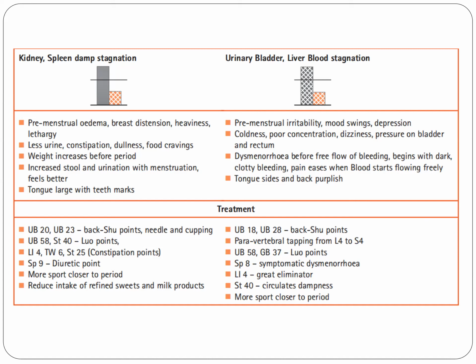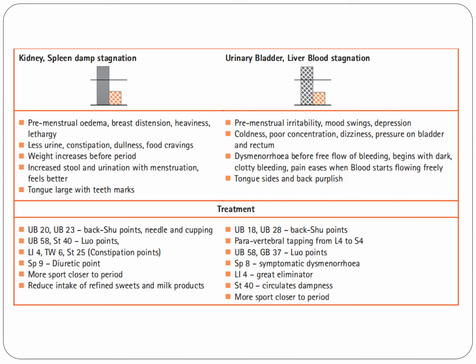So on the other hand, urinary bladder, liver blood stagnation, symptoms are premenstrual irritability, mood swings, depression. There is coldness, poor concentration, dizziness, pressure on bladder and rectum. There is dysmenorrhea before free flow of bleeding. Begins with dark, clotty bleeding. Pain eases when blood starts flowing freely. The tongue sides and back are purplish. Yung sides po, tsaka yung back purplish ang color.